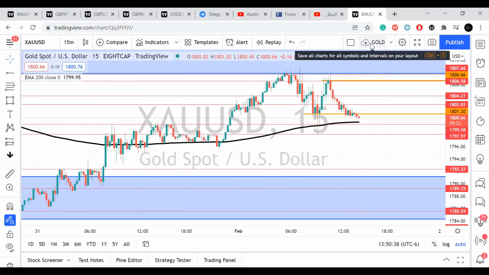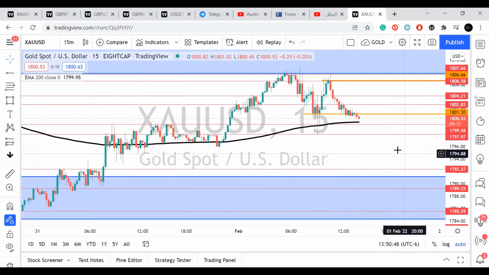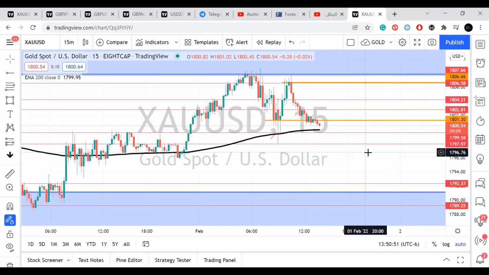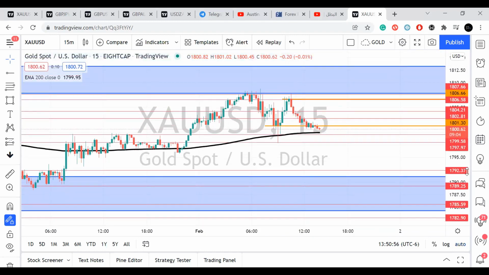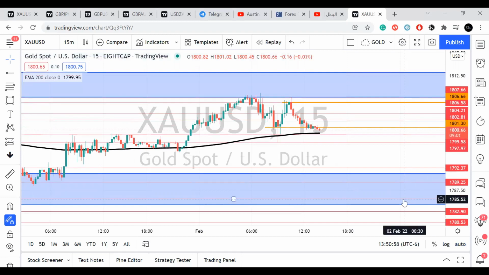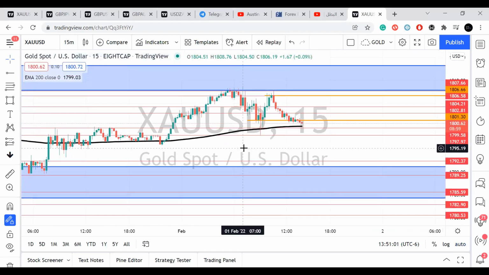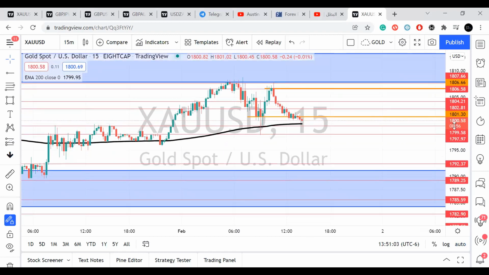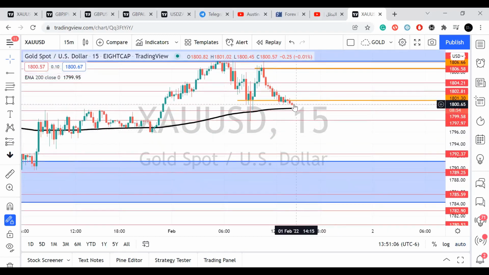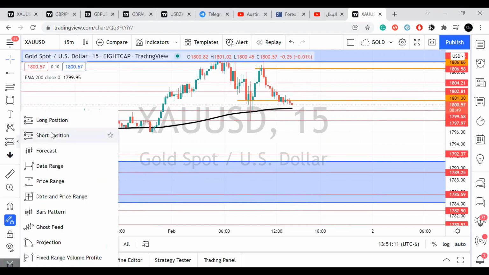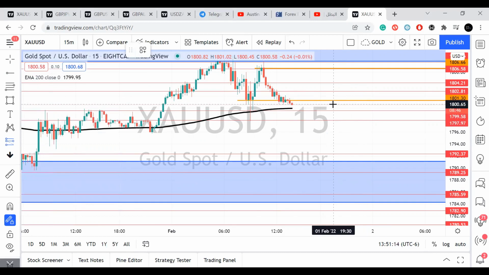That is it. So I'm expecting this thing to drop down to at least 1785. 1785 is my target. But you can scalp by taking profit here, wait for pullback, then enter again. So pretty much this.